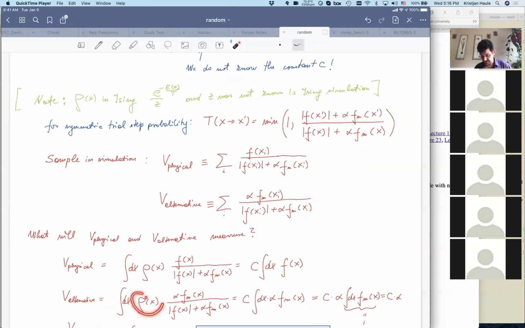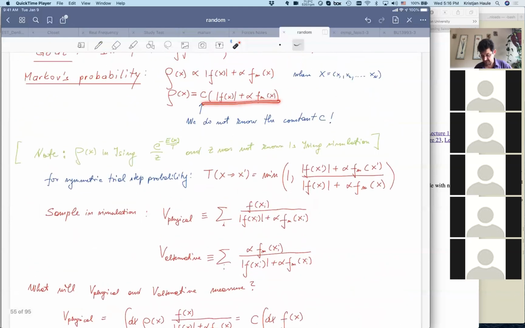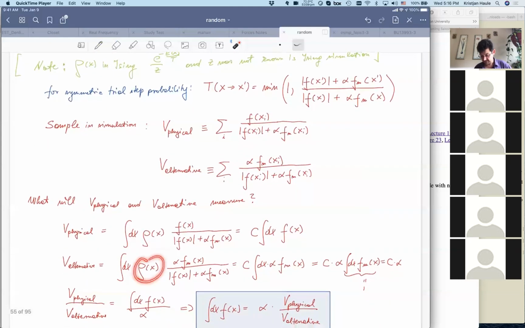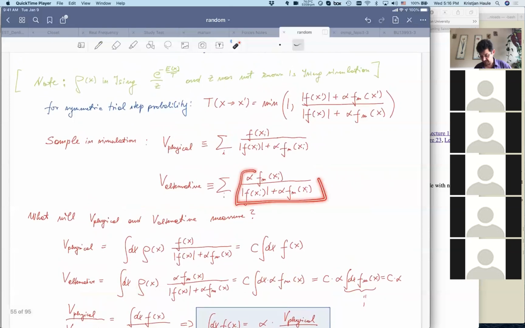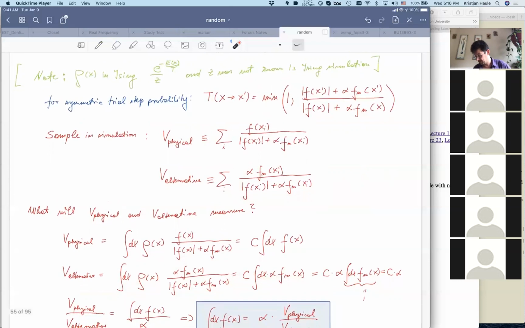Well, it's easy. Rho of x is, as before, this constant times f of x alpha fm. So we have that. Then this v alternative has this extra alpha fm, the actual value of f of x alpha fm. So these two will cancel, and we're going to end up with c times the integral of this fake function, or this normalized function, times alpha. And now you see that this integral is known, and we actually required that this function is normalized. So if this function is normalized, this integral is 1, and then we're left with c times alpha.